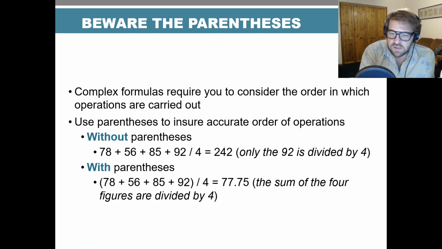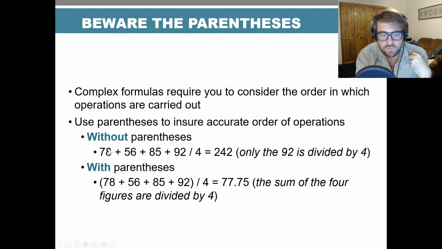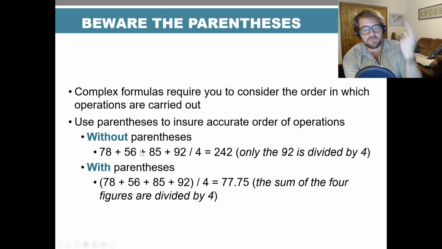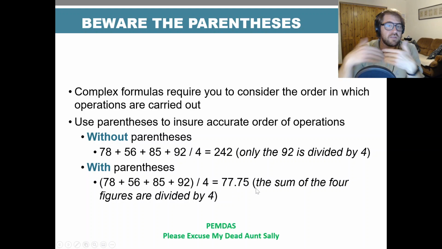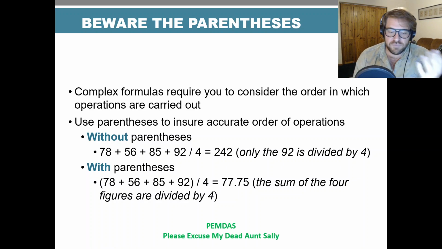This is illustrating the problem that comes up when you're using parentheses correctly or not. So if you typed all of this in without parentheses, 78 plus 56 plus 85 plus 92 divided by 4, or with parentheses, 78 plus 56 plus 85 plus 92 divided by 4, you get a different answer. And the reason for this is the PEMDAS thing, right?